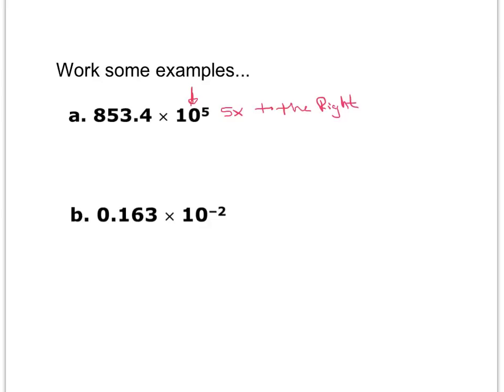So what I do is I just simply write my number, 853.4, and then I can move that decimal place 5 times. I'll take that decimal place that's right here and move it 1 place, 2 places, 3, 4, 5, and then put my new decimal place, and then fill everything else with a 0. 1, 2, 3, 4.